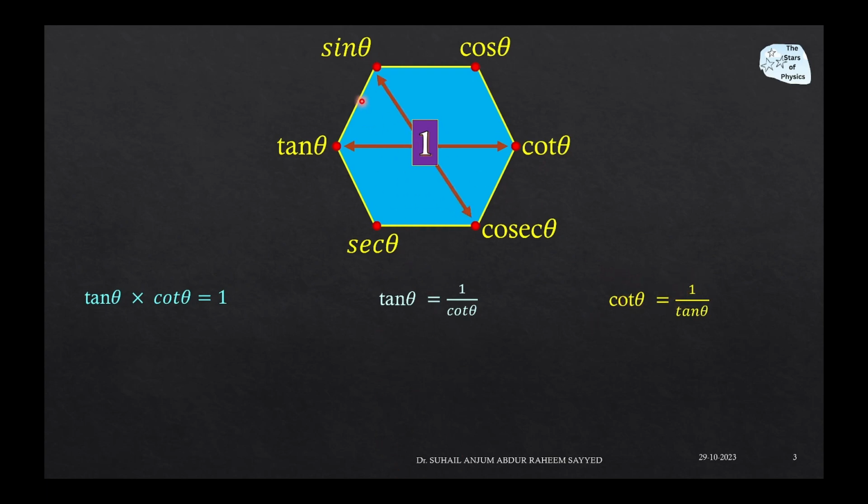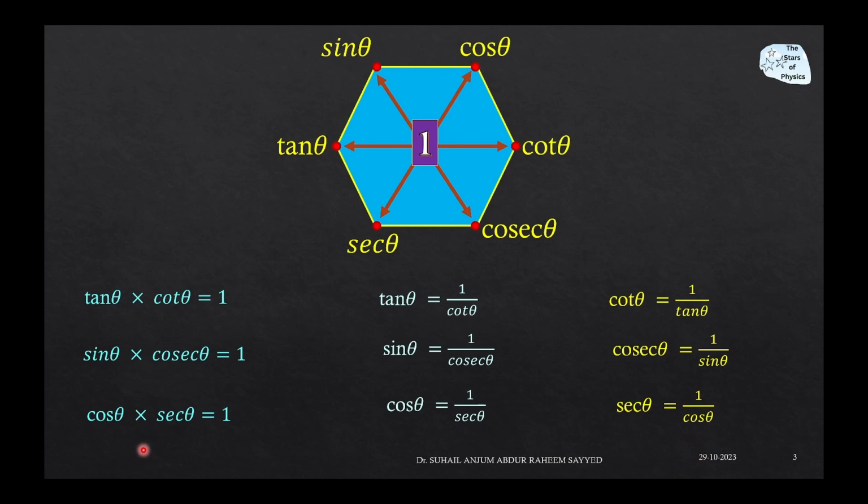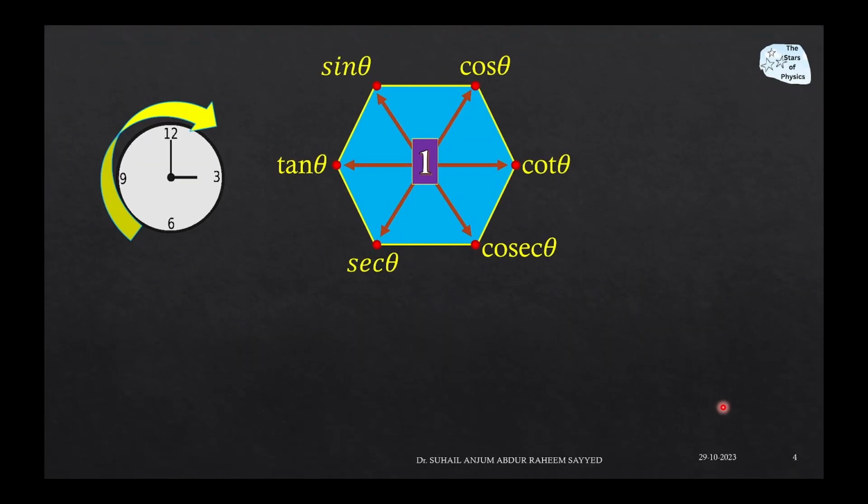In the similar way, for sin theta and cosec theta we have sin theta into cosec theta equal to 1. So also we have sin theta as 1 upon cosec theta and cosec theta as 1 upon sin theta. And also opposite to cos theta we have sec theta, so cos theta into sec theta is 1, and cos of theta is equal to 1 upon sec theta, and sec of theta is 1 upon cosine of theta.